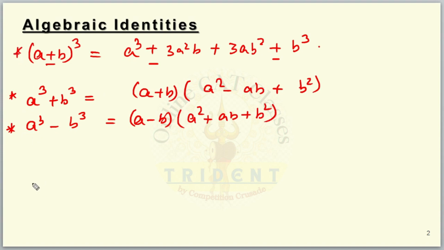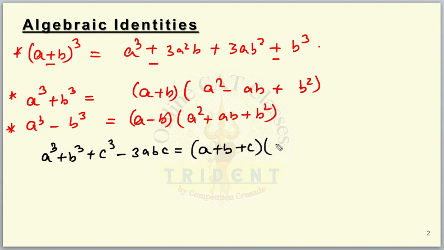One more thing which you can remember is a cube plus b cube plus c cube minus 3abc. So let me write that also here. A cube plus b cube plus c cube minus 3abc is a plus b plus c multiplied by a square plus b square plus c square minus ab minus bc minus ca.